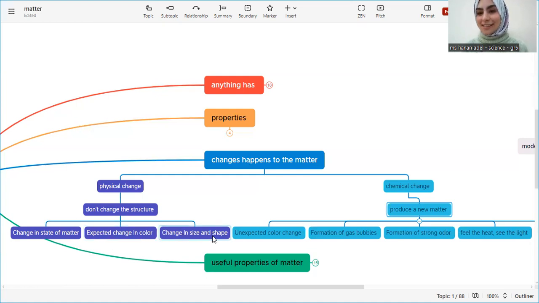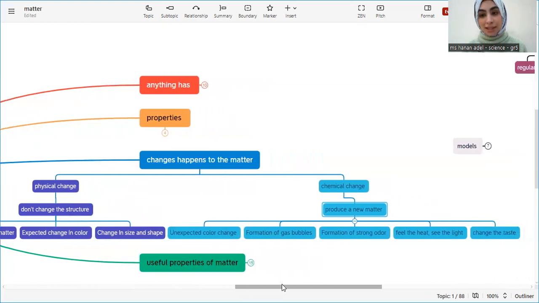A change in size and shape, like cutting paper, like cutting fruits to make a fruit salad, for example, like changing the shape of the thing, like cutting the paper into a heart shape. This is all of it. This is a physical change. This is evidence to help us to know that this is a physical change.